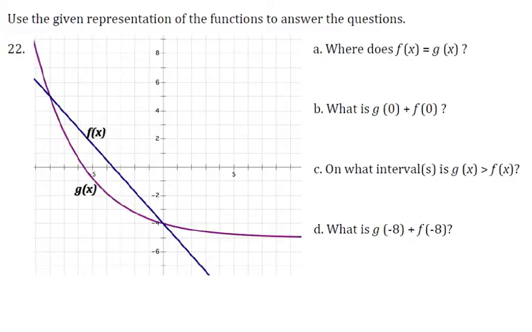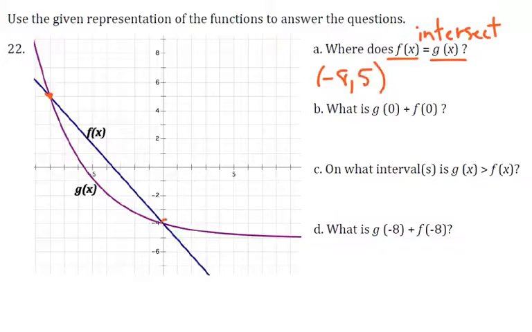Alright, now these last ones have to do with these functions. So remember, part A, f of x equals g of x. In other words, where do they intersect? That's what we're talking about here. So at this point, which is negative 8, positive 5, and at this point, 0, negative 4. Right? So where are our functions the same? That's what it's saying. Now, what is g of 0 plus f of 0?